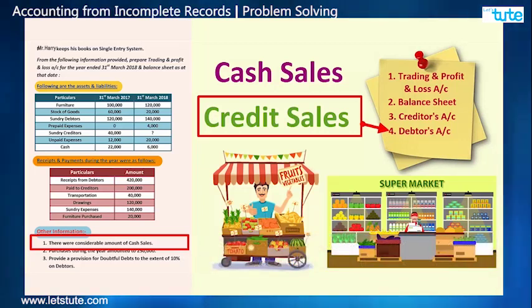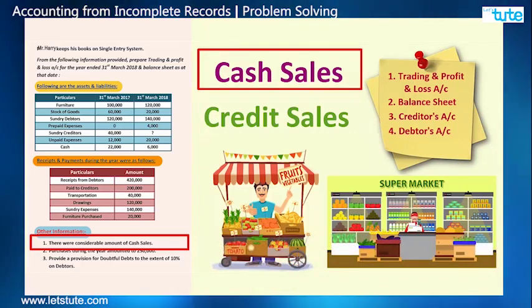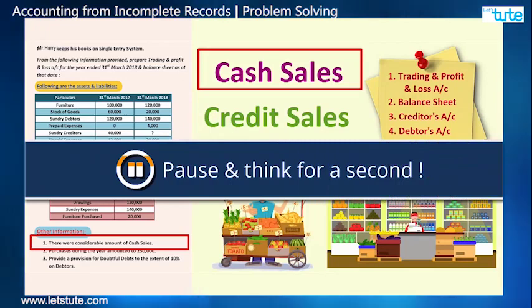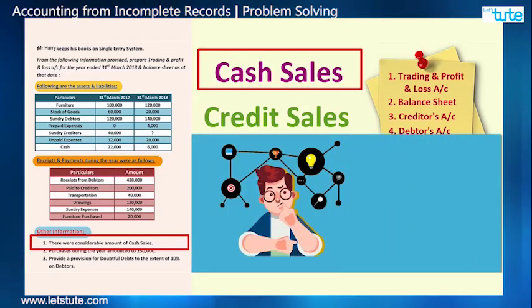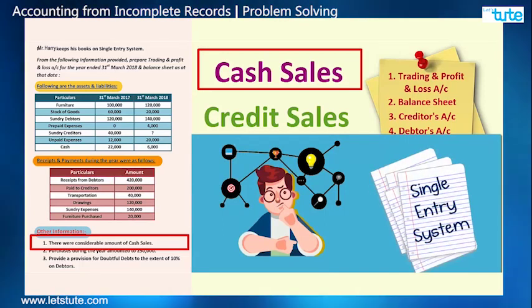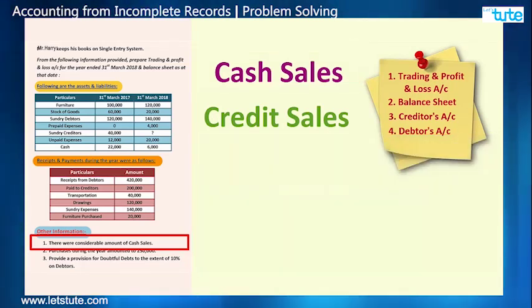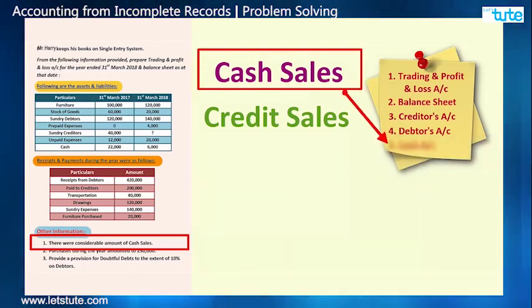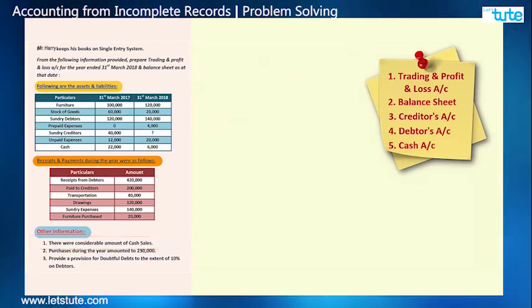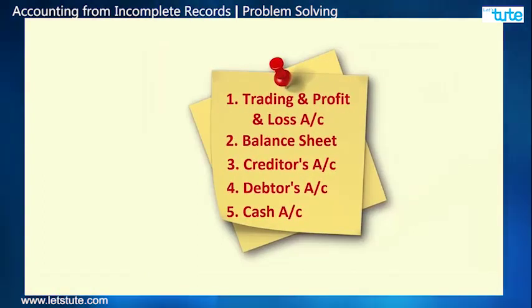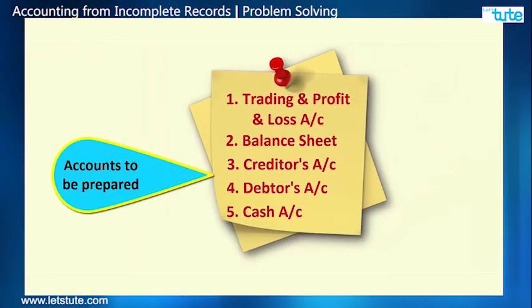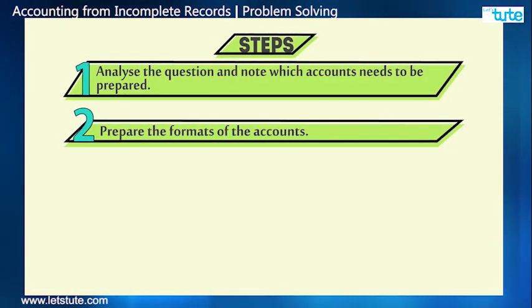What do you think, from where we can get the cash sales? Can you pause and think for a second? This technique of thinking logically about how and where to post will help you in solving many more such problems. We can get the cash sales from cash account. So we need to prepare a cash account. I think for now these are the only accounts which we need to prepare, and if needed further we will prepare the required accounts.